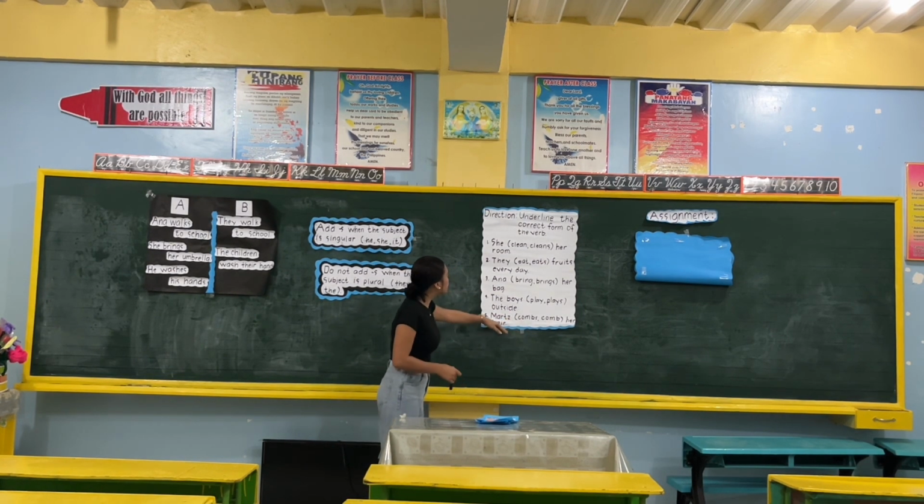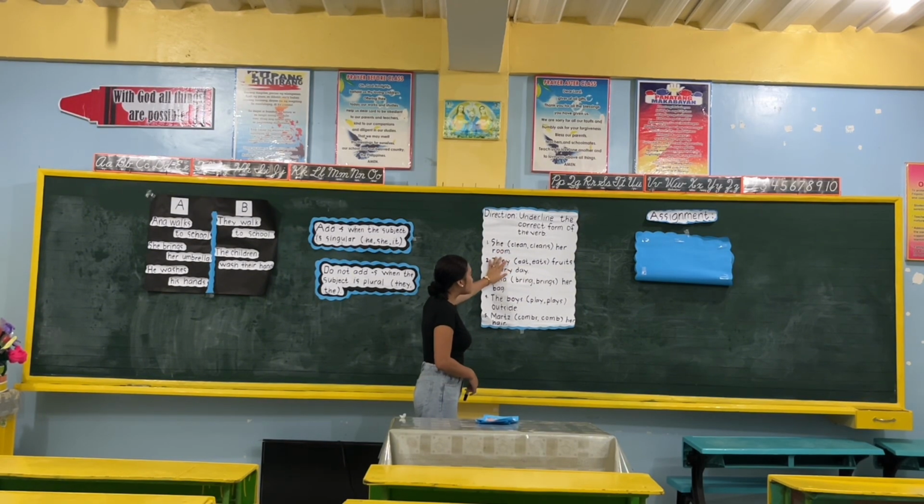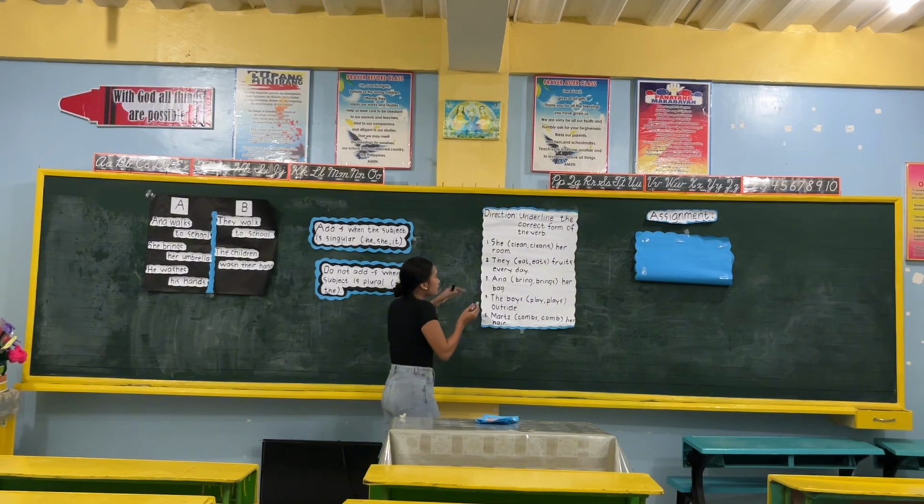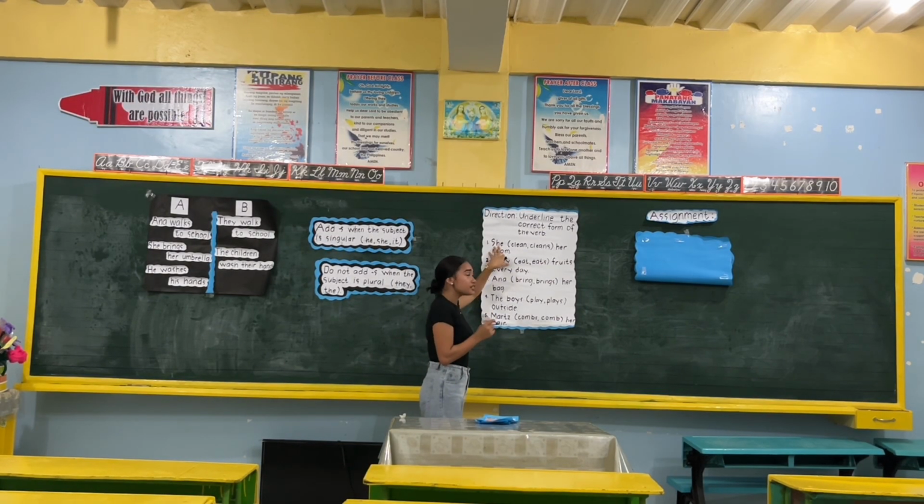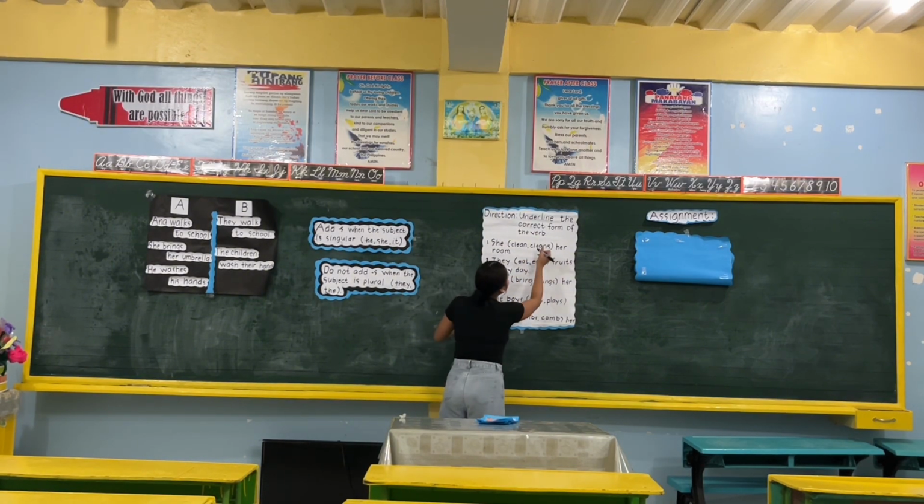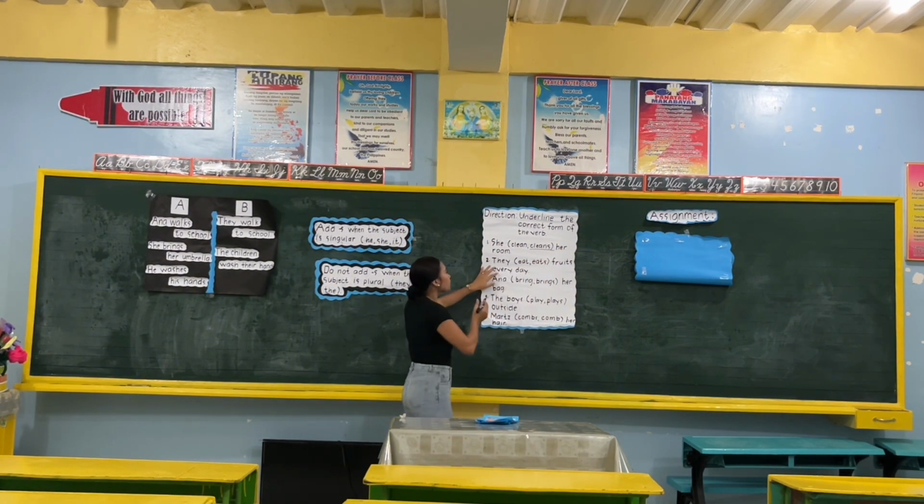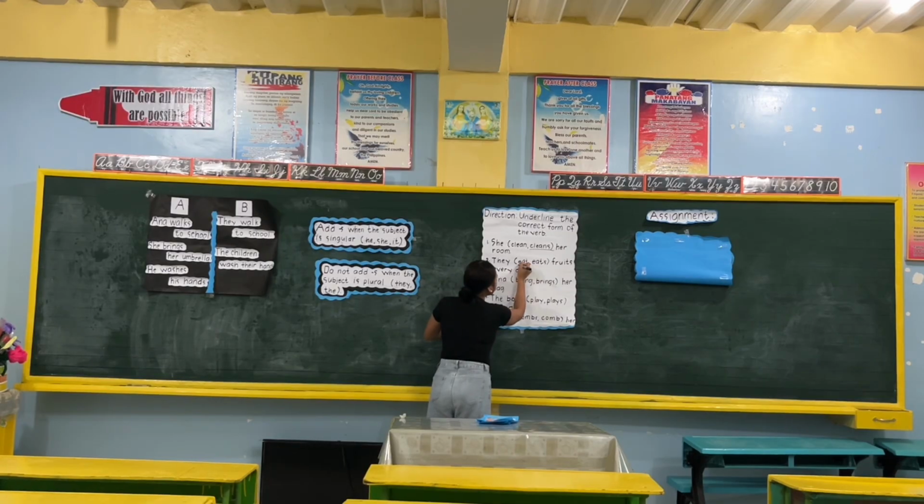Number 1. Please read. She cleans her room. What's the correct answer? She is singular. And the correct answer is cleans. Number 2. They eat fruits every day. They is plural. And the correct answer is eat.